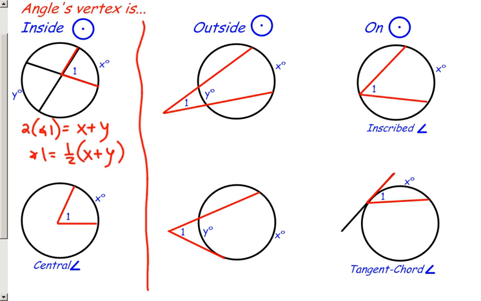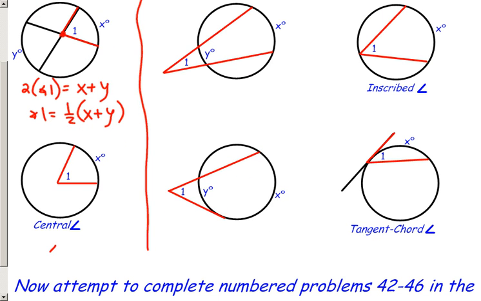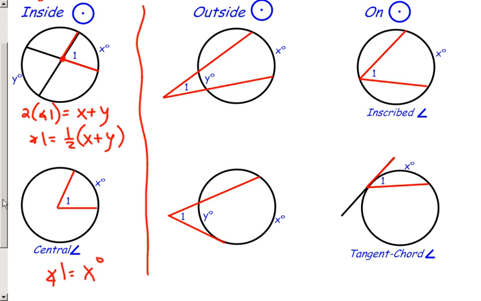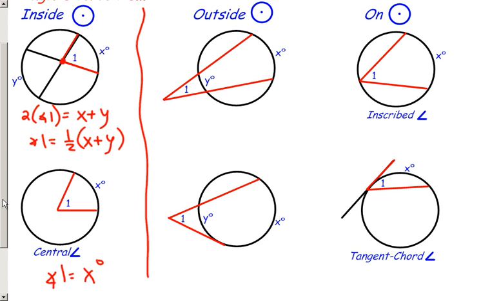However you remember it, the angle is basically an average of x and y, is what you're going to come up with. That's if the angle's not at the center. If the angle's at the center, the angle equals the arc. It's very simple. Okay? That's if the angle's inside. It could either be not at the center or at the center. If it's not at the center, you get this formula. If it is at the center, you get angle 1 equals x.